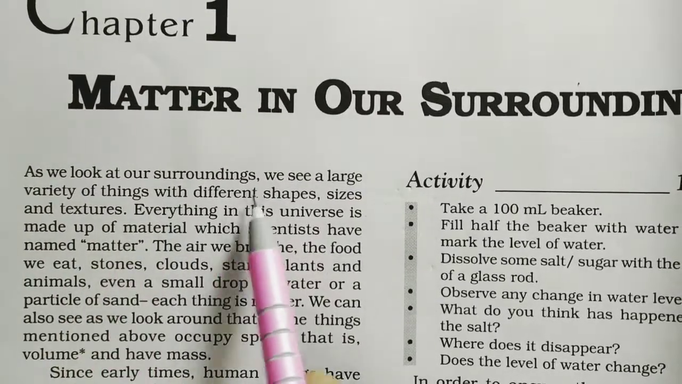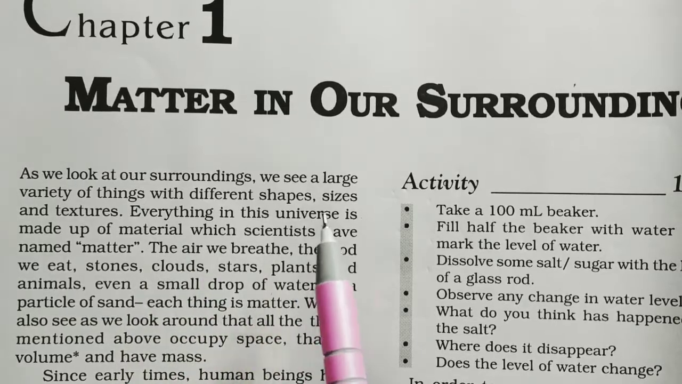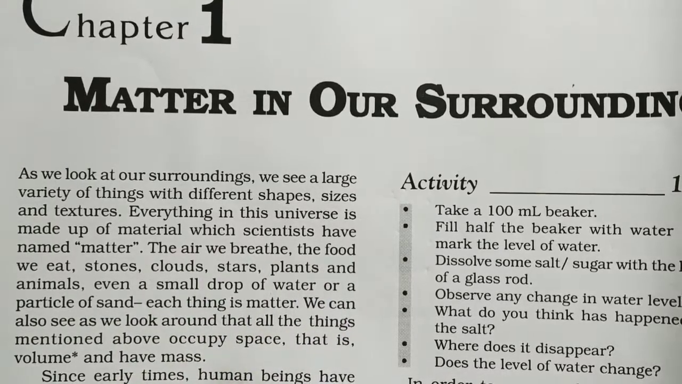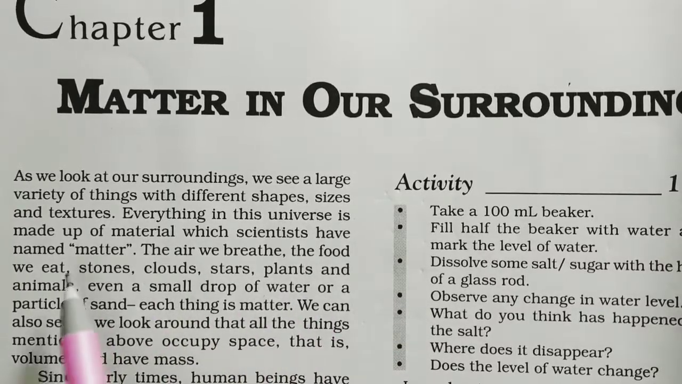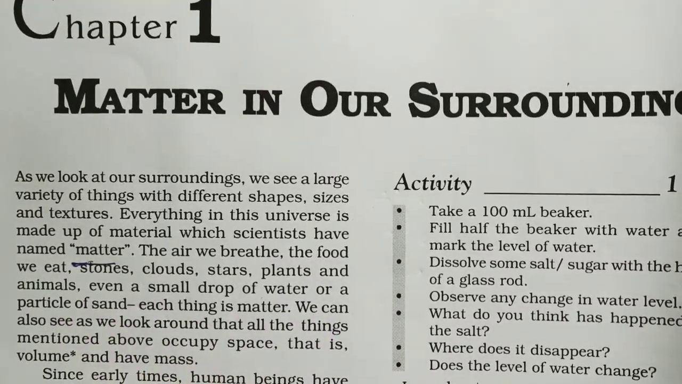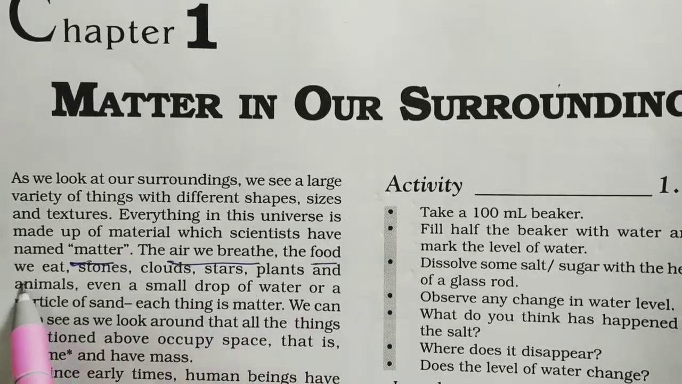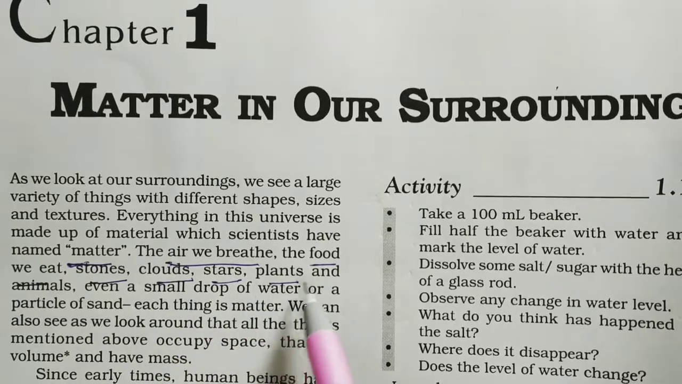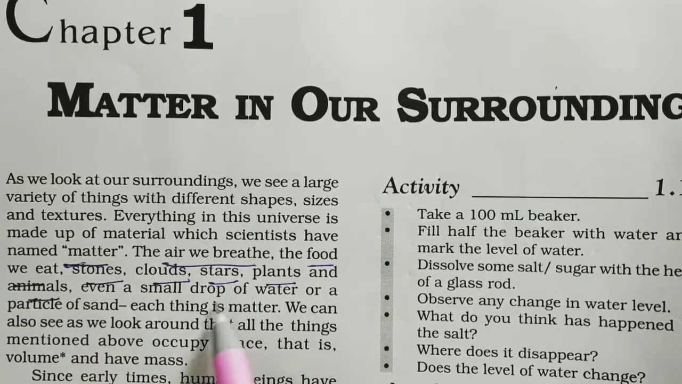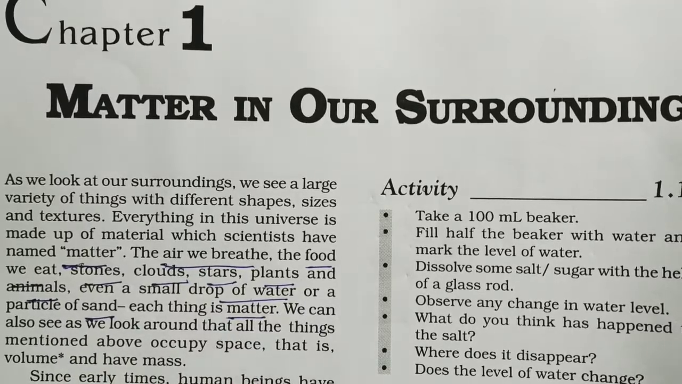As we look at our surroundings, we see a large variety of things with different shapes, sizes and textures. Everything in this universe is made up of material which scientists have named matter. That is the air we breathe, the food we eat, stones, clouds, stars, plants and animals, and even a small drop of water or particle of sand. Each thing is matter.